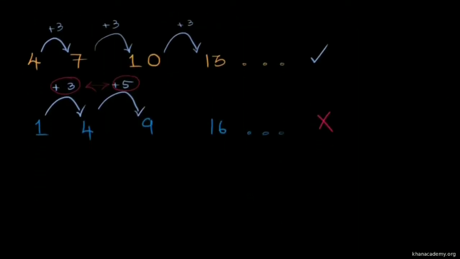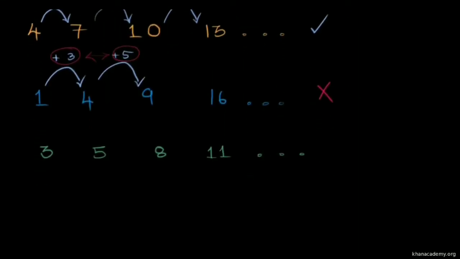Let's see what more we can have. Let's say that we have 3, 5, 8, 11. Is this an AP? Over here, the jump size is +2. Over here, it's +3. That's it. I'm done. I don't need to check any further. I know that this is not an AP. So not an AP.